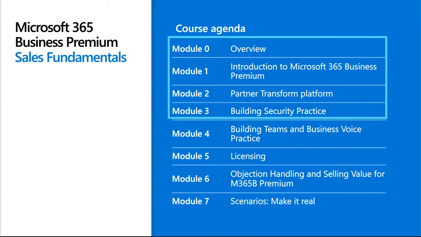And in the afternoon, we've got the second set of 4 modules, which is building a team and voice practice, the all-important licensing, and then we have some good objection handling and selling values for Microsoft 365. And then we've got some scenarios of making it real. If you do have any questions, then please, we will have live questioning at the end. This is a pre-recorded webinar. However, as I say, we will be doing the live questions at the end.